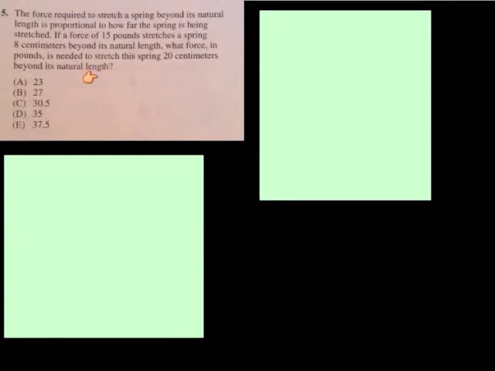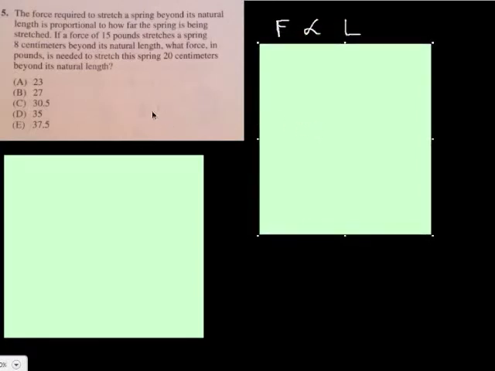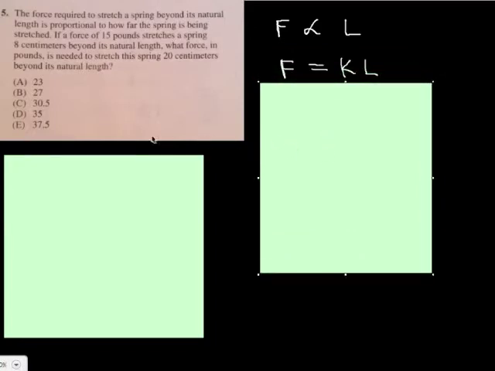We have to break it down into steps. The first step is to understand and recognize that this is a variation problem. So write down the type of variation. It's a direct variation. So force varies directly with L. Replace the variation symbol with equals K. It turns out to be force is equal to KL.